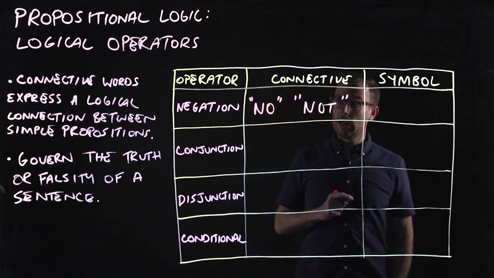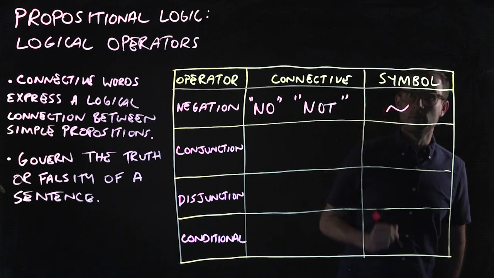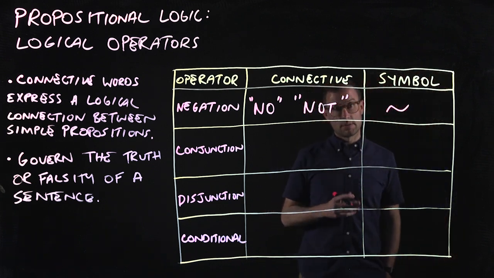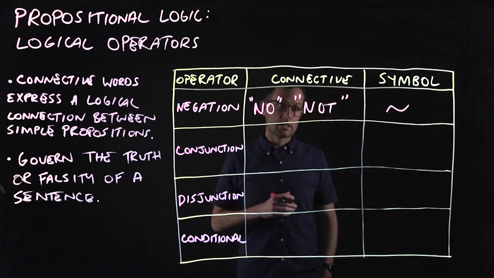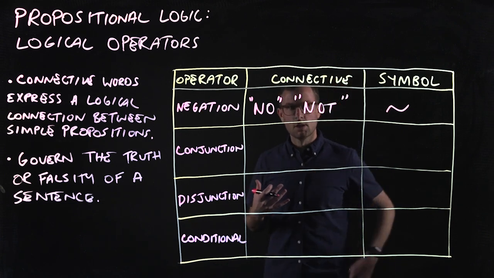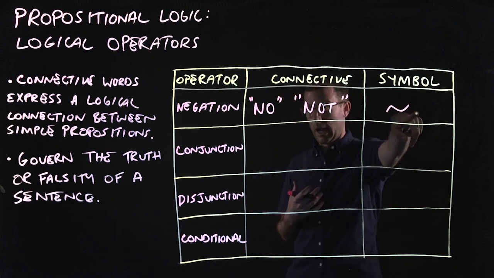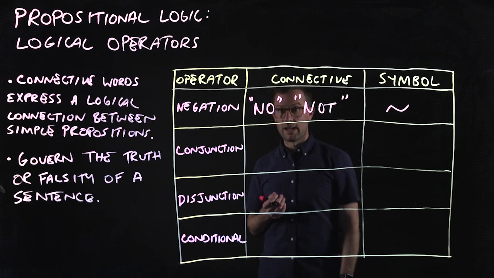Now, in symbolic form, we use the following symbol for negation. It's the tilde. There are different ways of expressing it in different forms of logic, but for our purposes in propositional logic, we're going to use the tilde, the squiggly line. Okay, that's going to indicate that a proposition is being negated or denied.